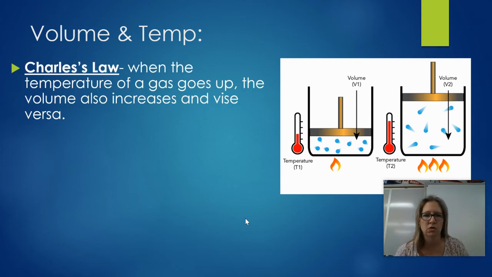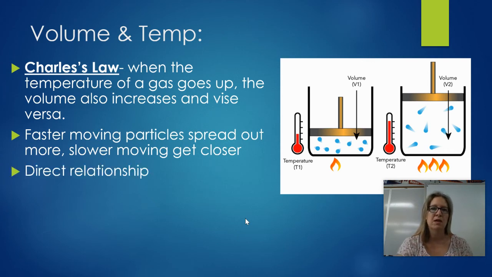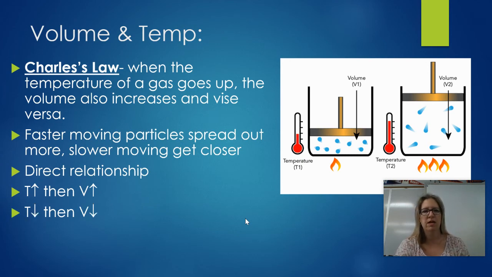And this is known as Charles' law. When the temperature of a gas goes up, those particles are going to move around more, and it's going to cause the volume to increase. If the temperature goes down, so vice versa, the volume goes down. Again, faster moving particles spread out more, bigger volume. Slower moving, lower temperature, get closer together, lower volume, okay? Another direct relationship. They both go up together, temperature goes up, then volume goes up, temperature goes down, volume goes down.